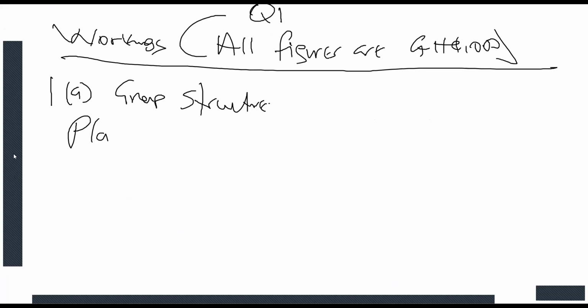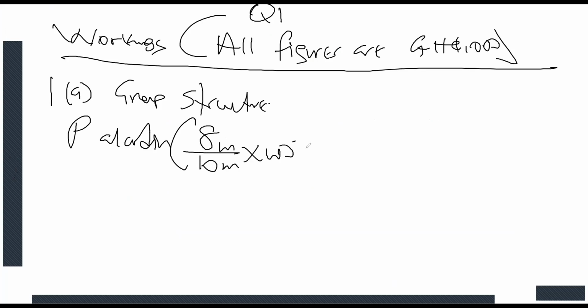Sir, please, it's 10%. 80%, sorry. That's correct. Open a bracket. 8 divided by 10, 8 million divided by 10 million times 100. And right here, Saracen, 80%.